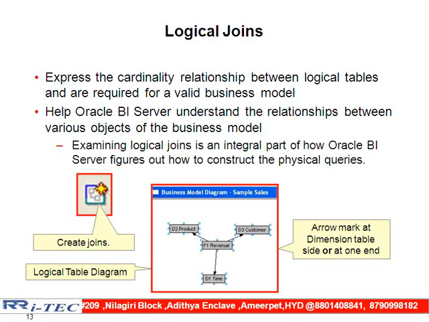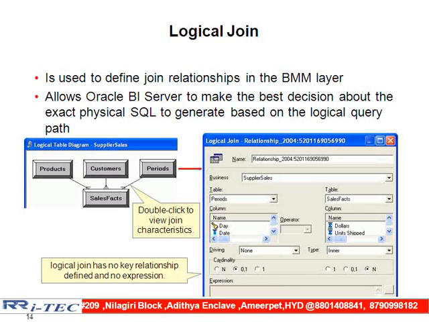Next point. Logical join is used to define join relationships in the BMM layer. The next point is very important, sir. It allows the Oracle BI Server to make the best decision about the exact physical SQL to generate based on the logical query path. So based on this logical query path, it is generating what, sir? The best SQL query path. Best SQL query path means, whatever I said previously, performance-wise the query needs to execute in lesser time. That's what best means. Am I clear?